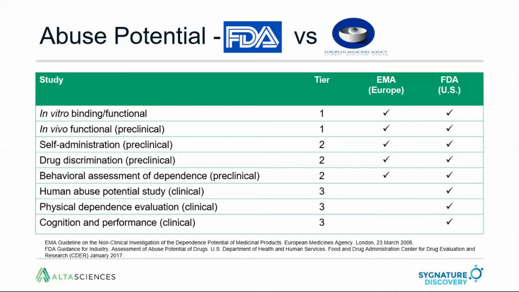In comparing both the FDA and EMA requirements for abuse potential, both agencies require preclinical testing, which includes in vitro testing as well as in vivo preclinical testing, including animal models evaluating abuse potential, reinforcing effects, and physical dependency. These are noted here as Tier 1 and Tier 2 studies. The key difference between the agencies is that the FDA, as well as Health Canada, require clinical evaluation. We will cover these studies in greater detail during this presentation, including any exceptions to these requirements.